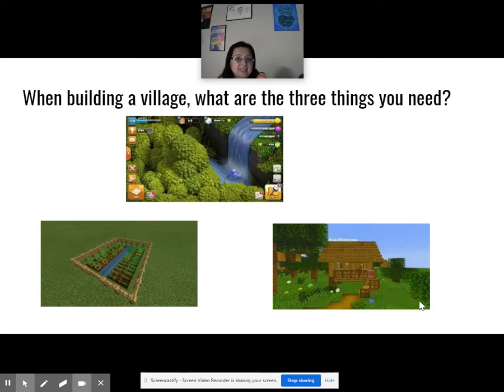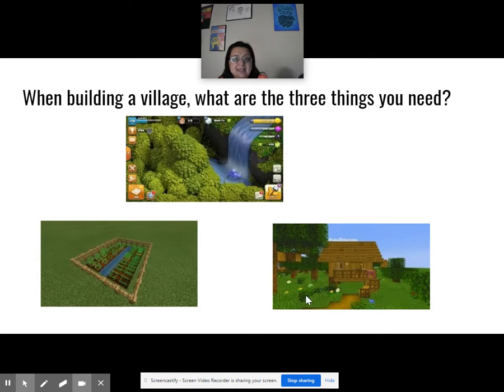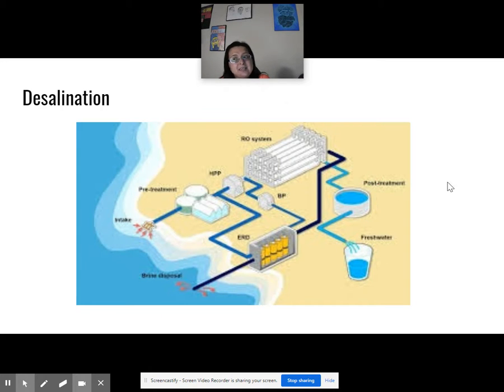When building a village, what are three things that you need? I am giving you clues. Definitely be thinking of Clash of Clans and Minecraft, and talking about how you are building stuff. Why would it be so important for you to have water where you're going to grow your crops? So think things through. And then finally, desalination.